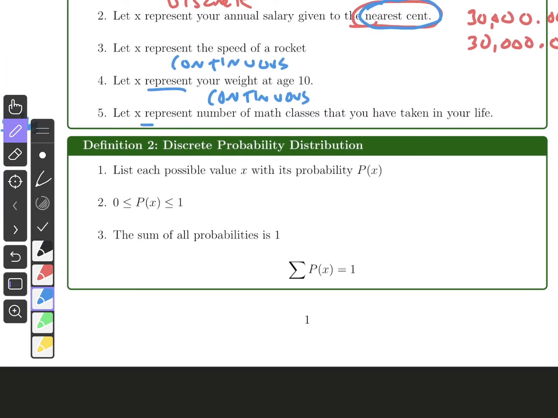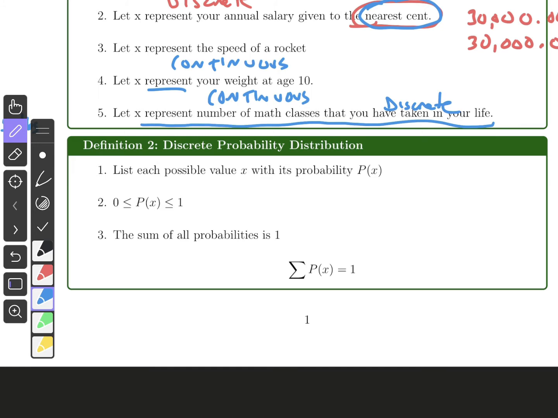Next, x represents the number of math classes you've taken in your life. I'm hoping that this makes sense, that it is discrete, right? You can take 1, 2, 3, 4. It's like you are counting, and that makes that discrete. So, okay. So that's the variables. For the most part, in Chapter 4, we are only going to deal with discrete variables. We're not going to deal with continuous ones. That is the rest of the semester.